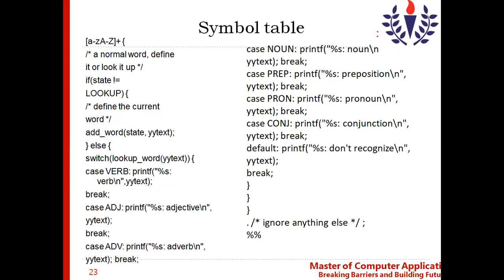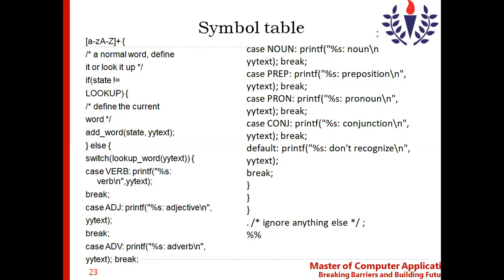And if any word is given, it will be checked against the state. If the state is not equal to lookup, then it has to keep adding the word. So if you find any word, you keep adding the word into the linked list. If not, then it will search the linked list, match with the linked list values, and return whether the type of the word is a verb, adjective, adverb, like that. So that is the purpose.